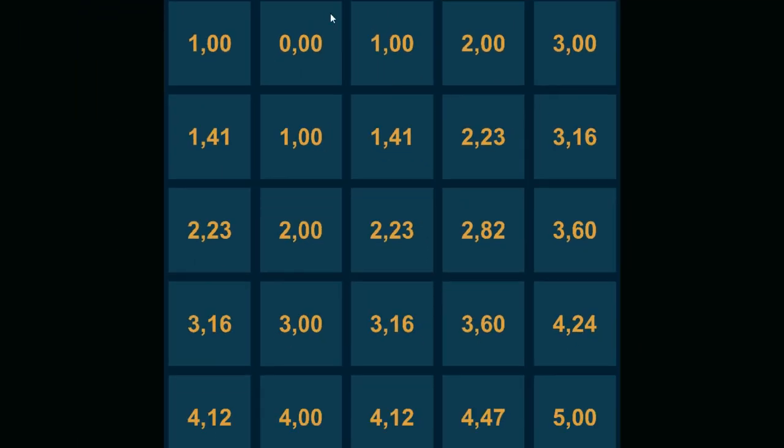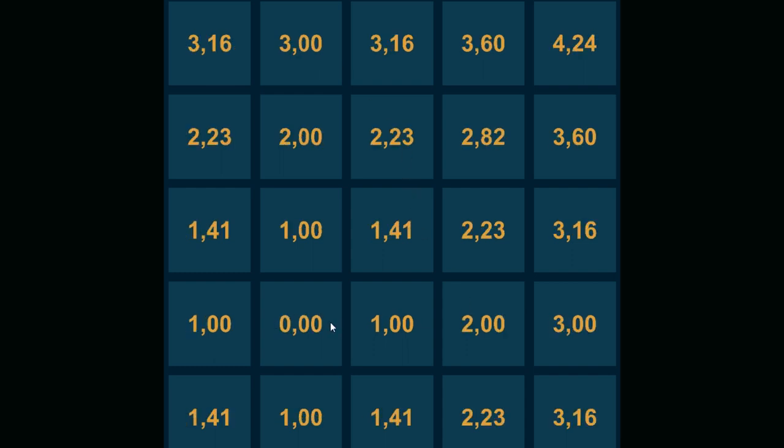Then we move to the next square and we calculate again all the distances from this new area. This is done from every area on the screen. We can see that because wherever I click, the proper matrix will appear.